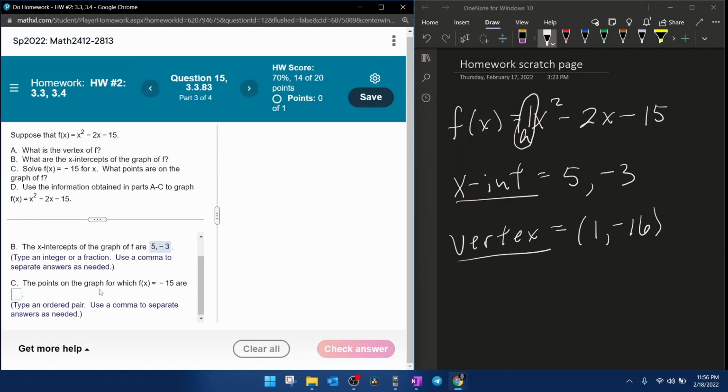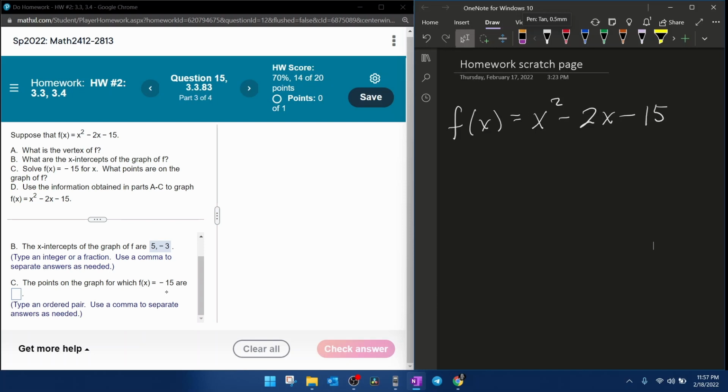The points on the graph for which f of x is -15. Now this is going to require a little bit of work. So what we're going to need to do to answer this question is replace f of x with what they give me. They said f of x is -15. And then I'm going to need to solve the resulting quadratic equation for x.